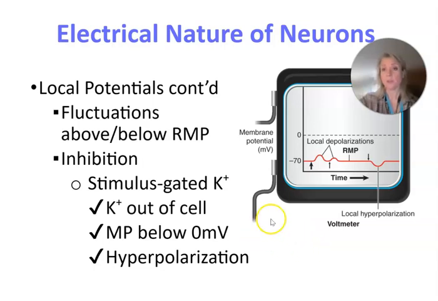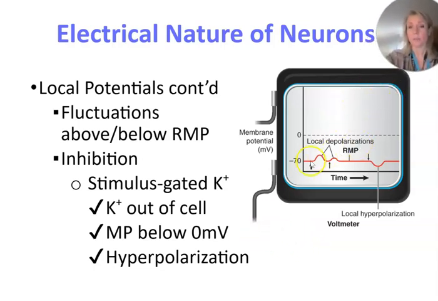Okay, so as I said, local potentials can cause fluctuations in membrane potentials either above if it's an excitation or below if it's an inhibition. This slide is showing what I was explaining before: when a ligand-gated channel opens and allows potassium to leave, potassium goes out of the cell, the membrane potential dips below 0 millivolts, and this is called hyperpolarization. Again, this is a local hyperpolarization. This isn't the whole cell, it's just a little portion of the cell membrane that is becoming hyperpolarized.